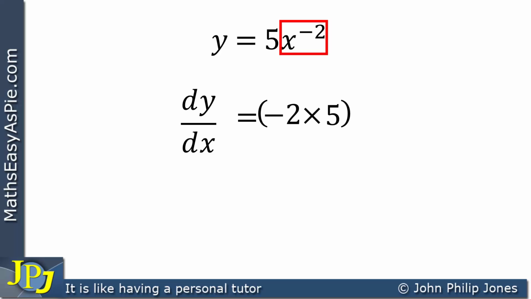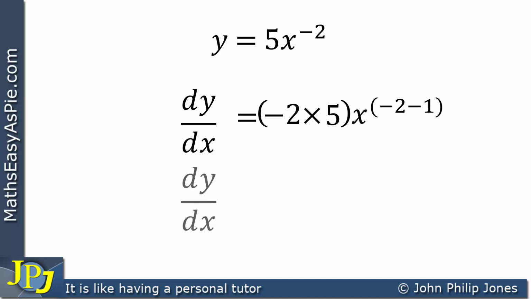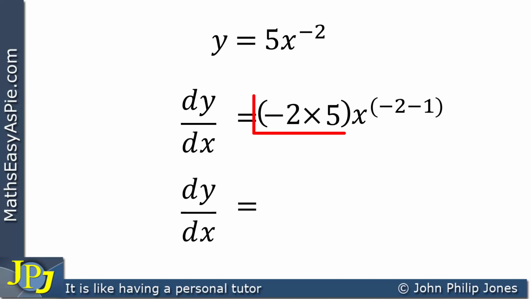We now turn our attention to this, x to the minus 2. Now that is brought down, but at the same time we have to remember to subtract 1. In other words, reduce the power. And it's minus 2 minus 1, which we know is minus 3. So we now can write down dy/dx equals, if we look to this, it is minus 2 times 5. And 2 times 5 is 10, and minus times a plus is a minus. So that will be minus 10.